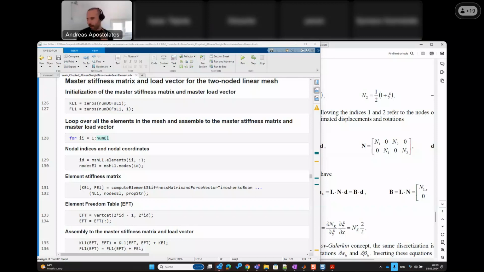Degrees of freedom. Okay, great. Thank you. So yes, degrees of freedom are very important for the construction of the element freedom table. We will see what and how this works. Gabriel is saying we need to know which of the nodes in the parametric space are related to which node in the physical space.